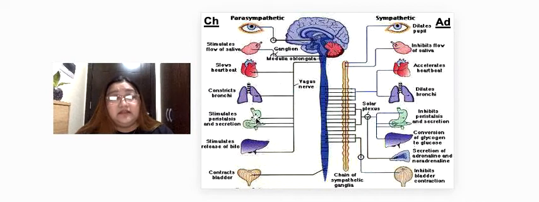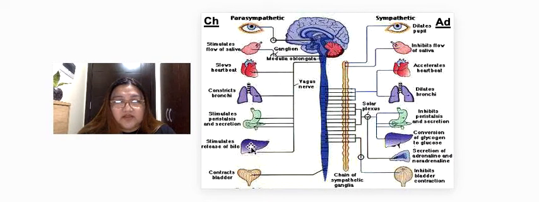Next organ is the GI tract. Parasympathetic, it stimulates peristalsis and secretion. That's why we defecate. That is why we digest foods that we eat. It's a normal functioning. Sympathetic, it inhibits peristalsis and secretion.